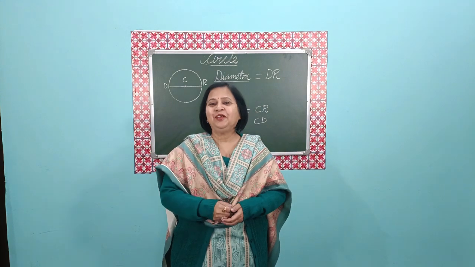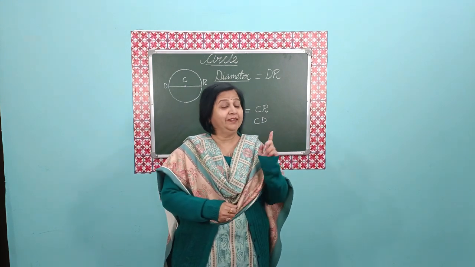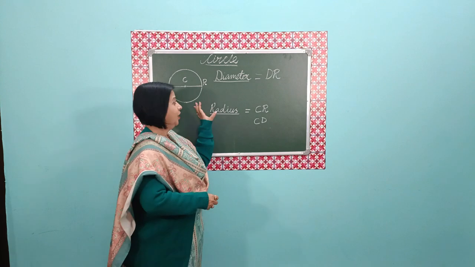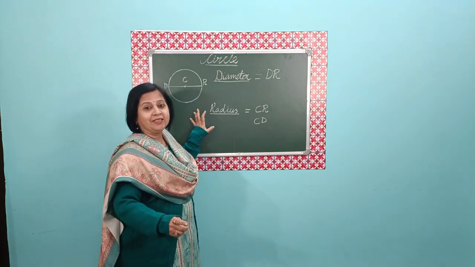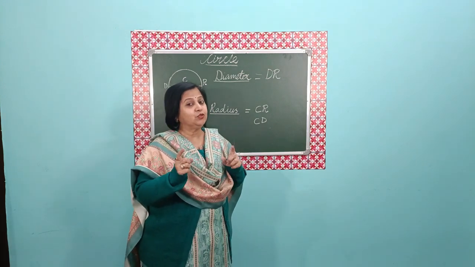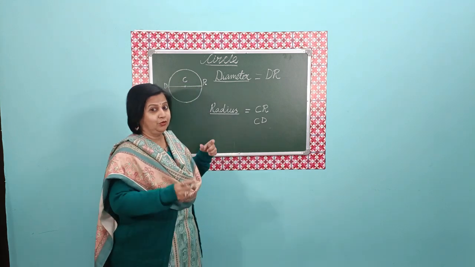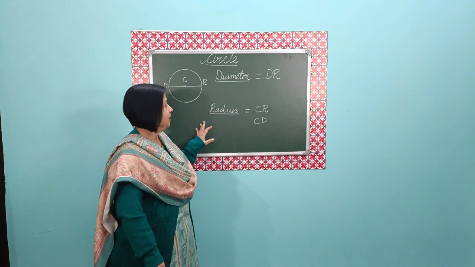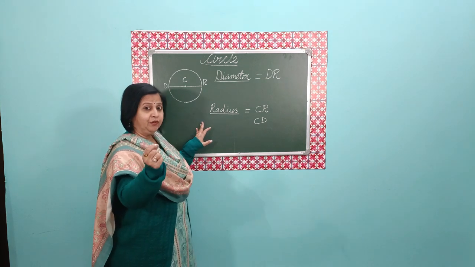Children, today, for a change, let's do geometry, and that too, circle. A perfectly round shape is called a circle. You need a compass to draw a circle. You all know how to draw it with the help of a compass. Now, just a brief revision.